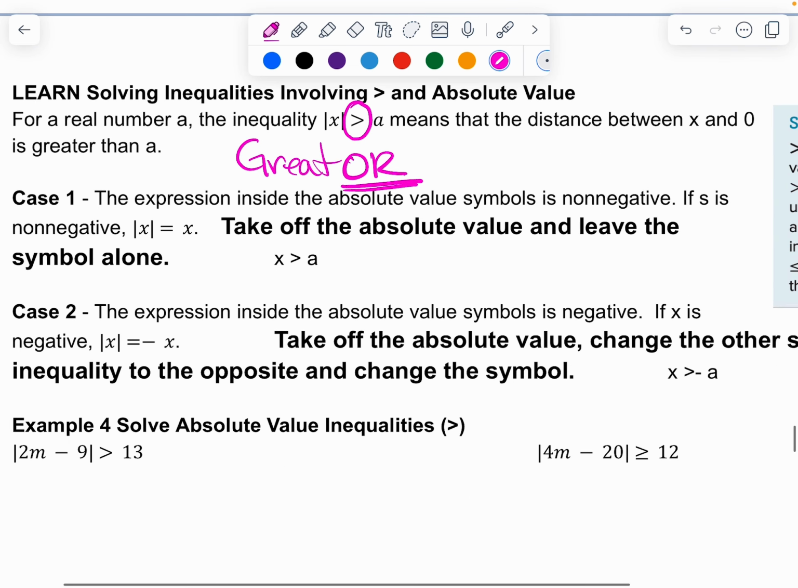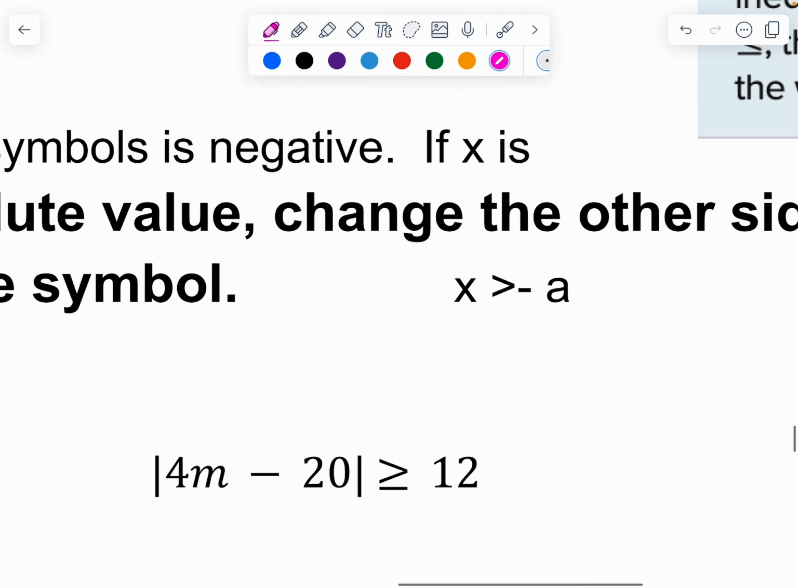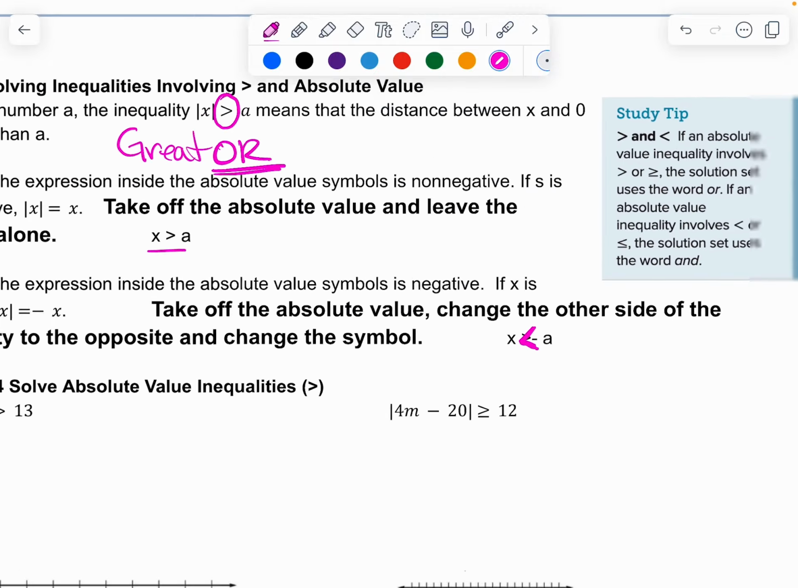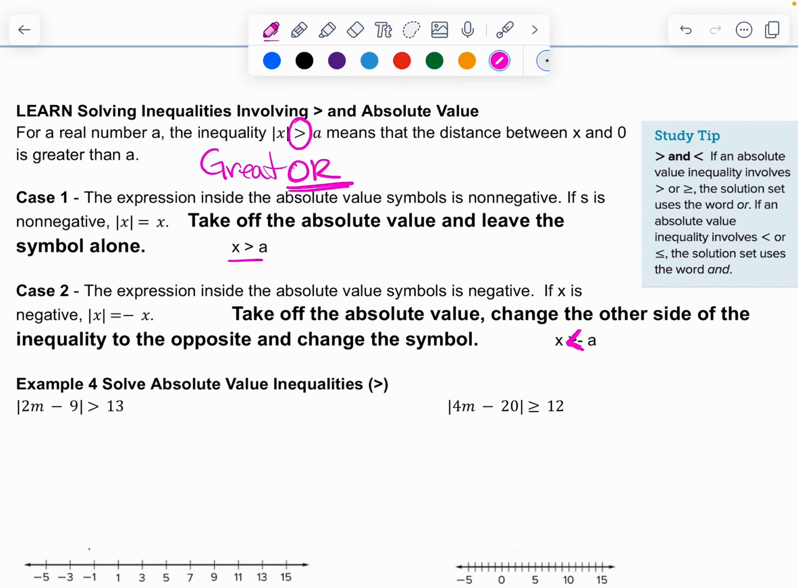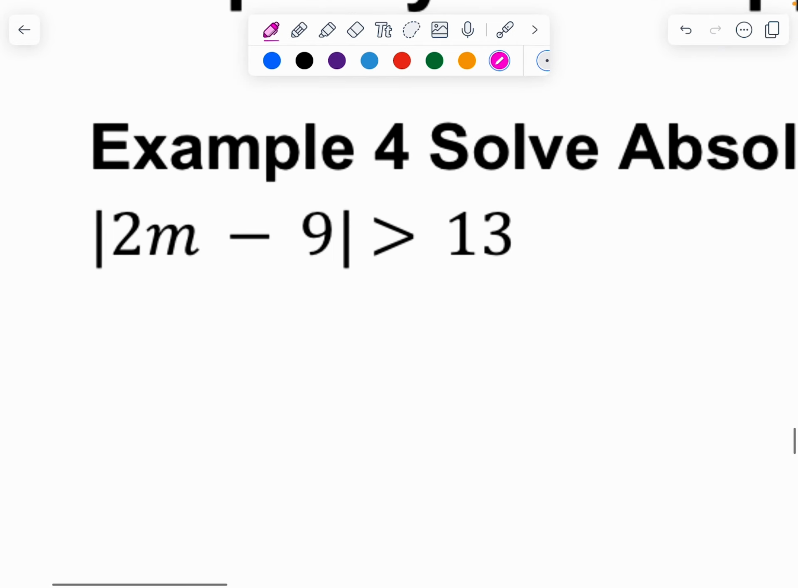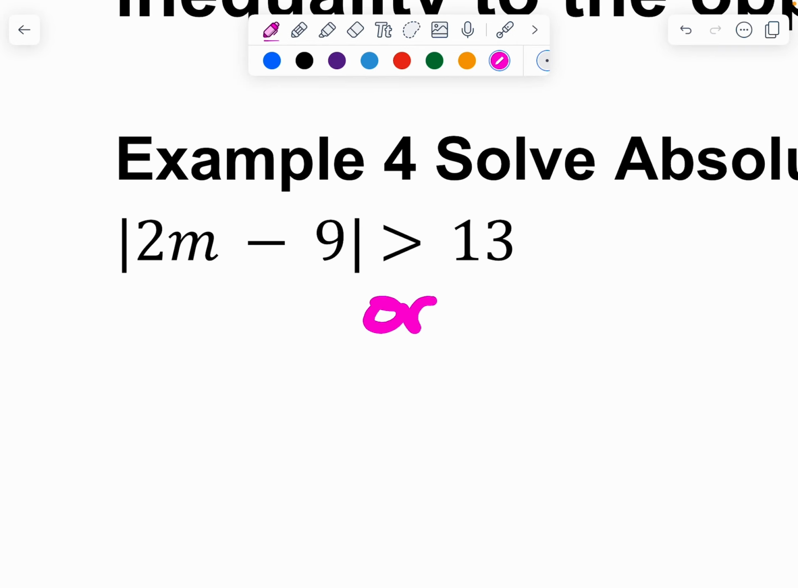So you're doing the same thing. You take off the absolute value, leave the symbol alone, and then, oh, I messed this up. This should now be a less than. So you take off the absolute value, you change the inequality, and you change it from a positive to a negative. We're doing the same thing except it's an or statement, because this is greater.